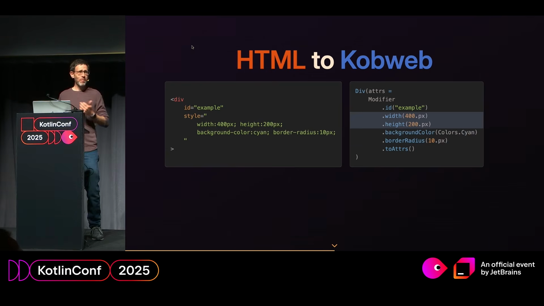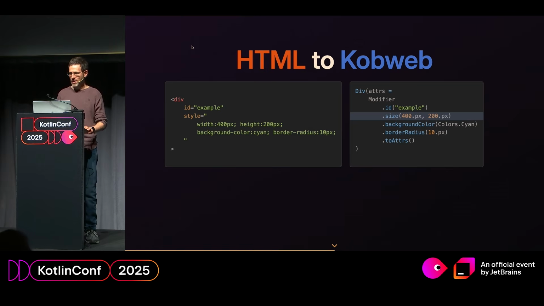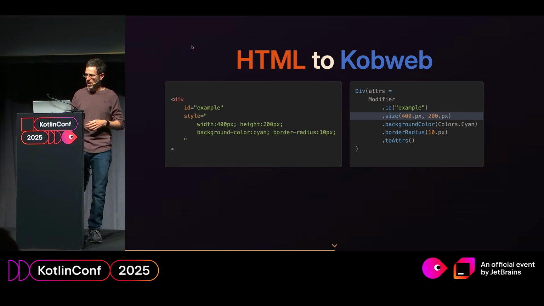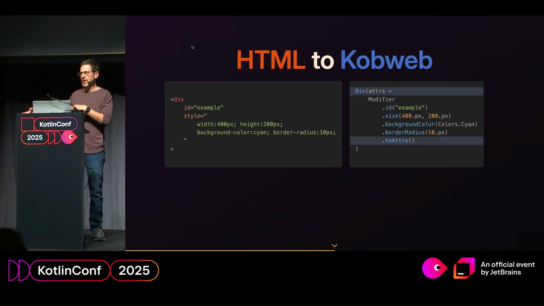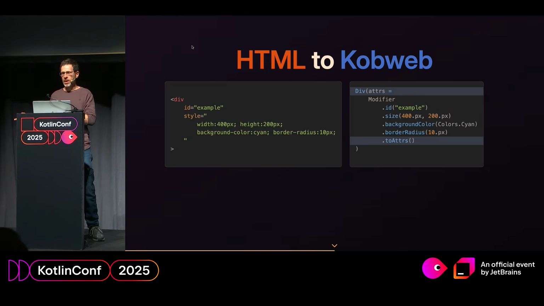I told you I'm inspired by Jetpack Compose. Jetpack Compose has the size modifier. There's not a size property in CSS, but I don't care. I think it looks a little bit nicer. It's concise. It's easy to read, so we brought it in. Now, Compose HTML, I said, has this attrs block. Kobweb has a modifier, but you can always convert a modifier to an attrs block by using the toAttrs function.